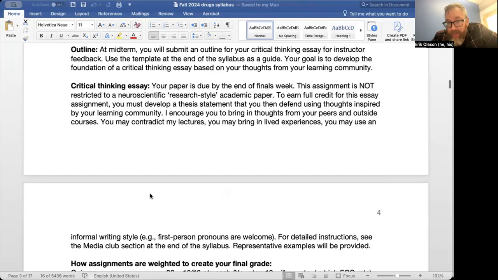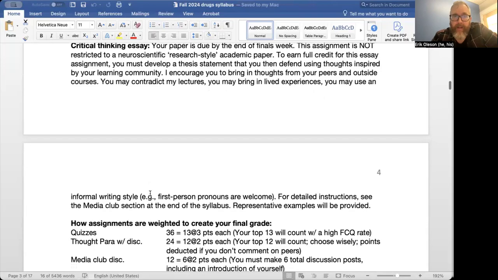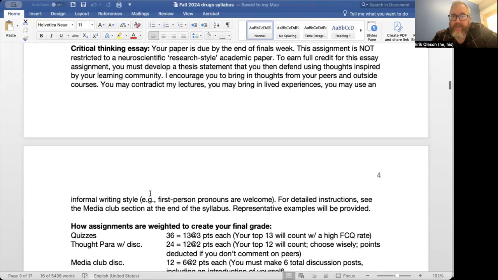So after writing this outline, you will ultimately prepare a critical thinking essay. This replaces the final exam in this class. Again, this is not restricted to a neuroscientific research style academic paper. You may default to that if that is your comfort zone and all you feel comfortable with.